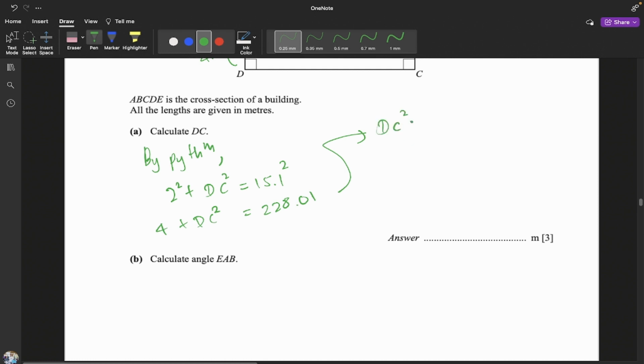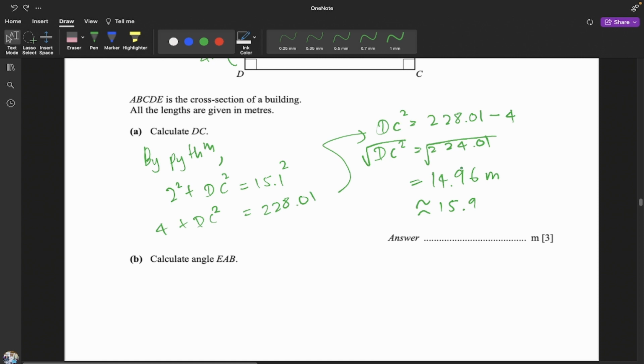So DC square is 228.01 minus 4, which is 224.01. We don't want DC square, we want DC, so we can take roots to both sides. The root of 224.01 is 14.96 meters. When you round it off, it can be 15 meters. So the answer you can write as 15 meters.